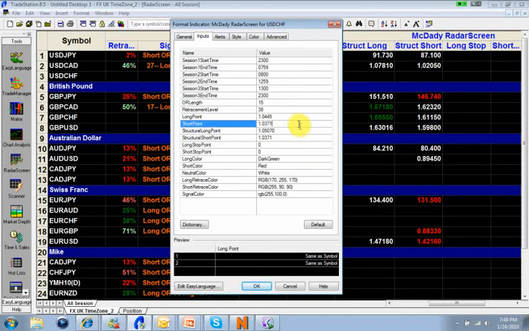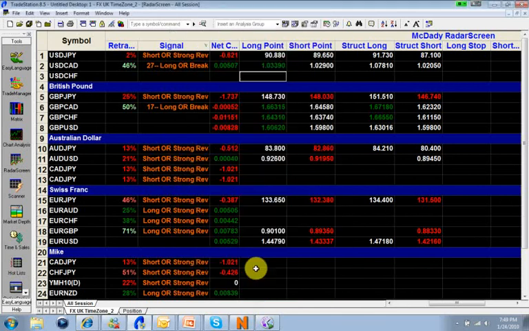Okay. Now our short point, for some reason it's not showing on my chart. So the short point is 103.71. The structure short is also 103.71. The structure long is the 105 handle, the 105.07, and our long point is the 104.45. Okay? For some reason it doesn't show.